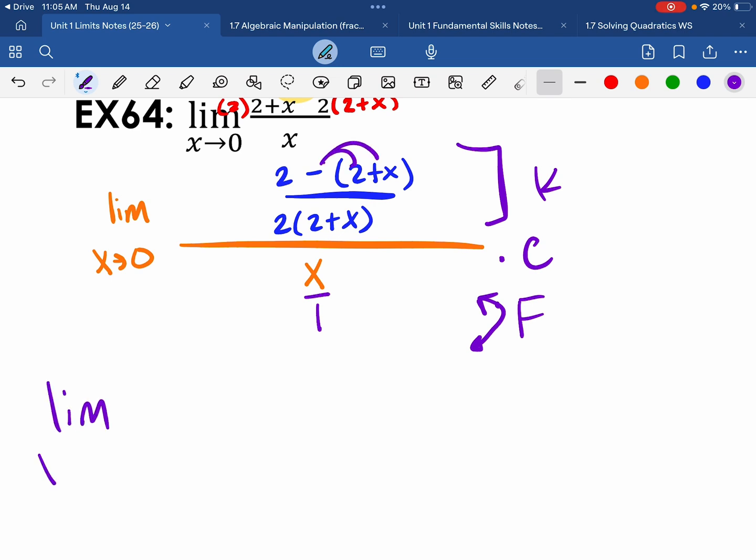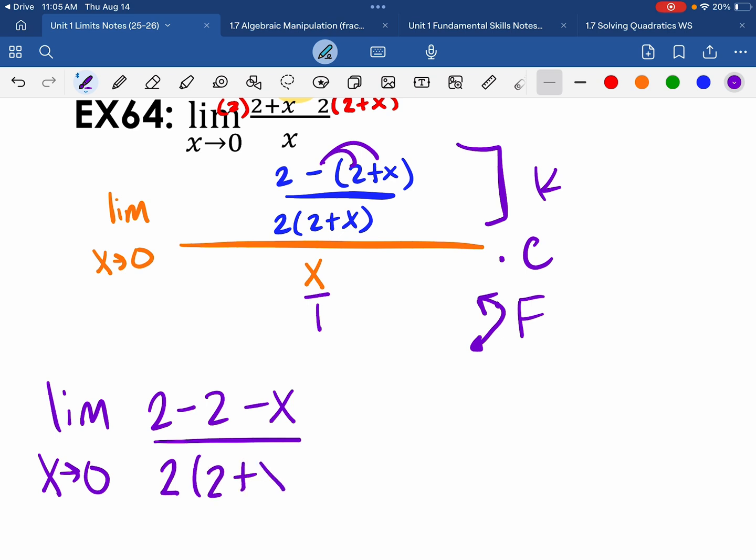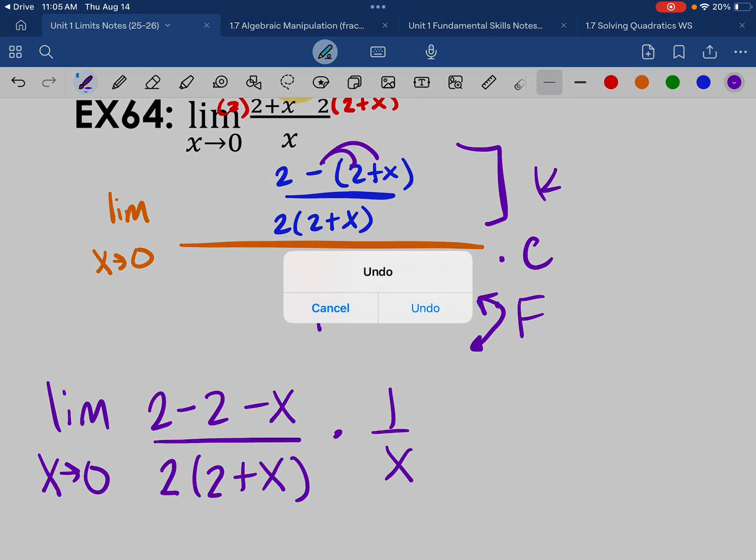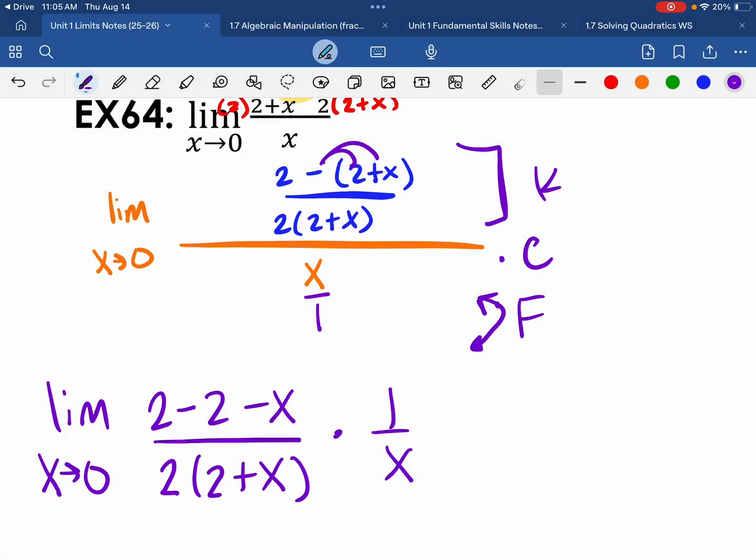So the limit as x approaches 0 of 2 minus x over 2 plus x times 1 over x. Wait for it. It's coming. So 2 minus x over that we're going to leave the same. And then the x over 1 we're going to flip to be 1 over x.